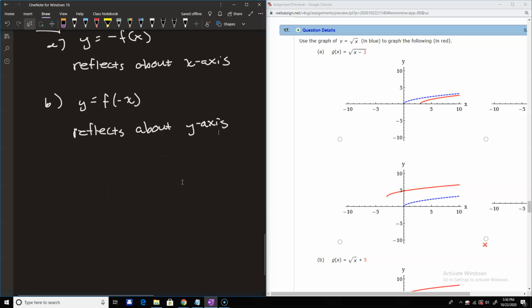Why don't we look at number 17, just to do one more example here. So g of x equals the square root of x minus 3. This should shift y equals the square root of x right 3 units.